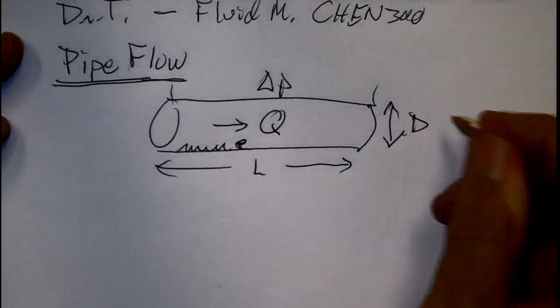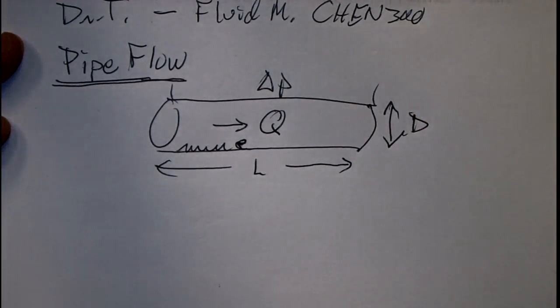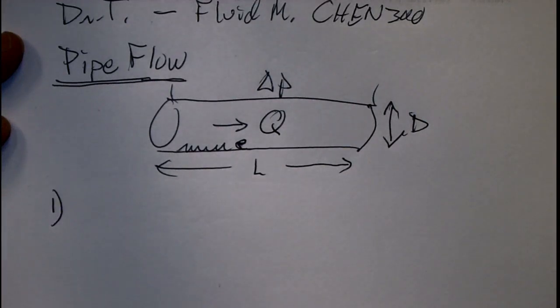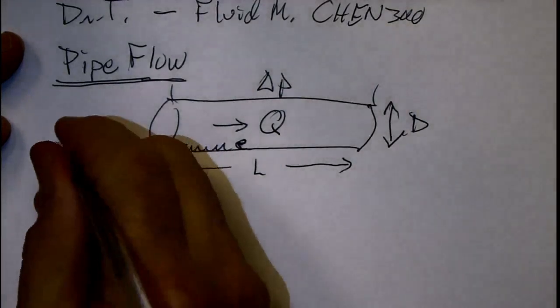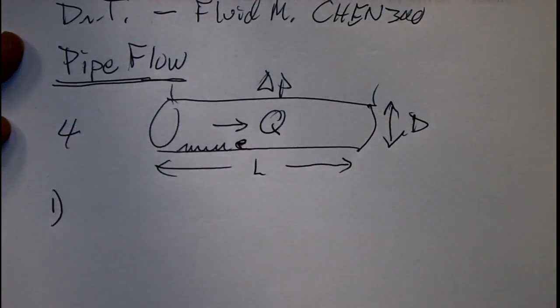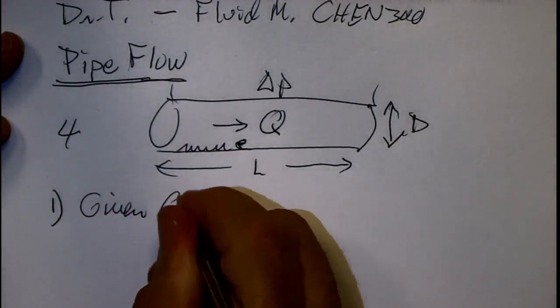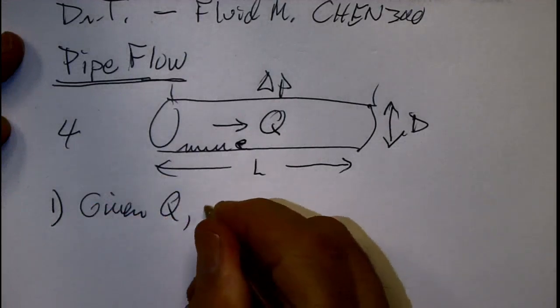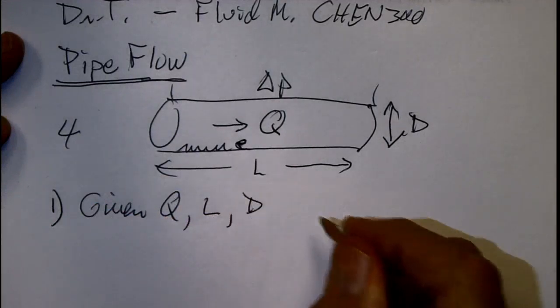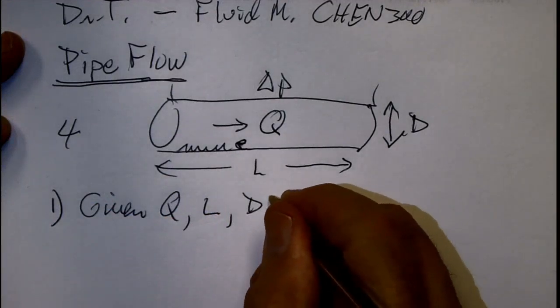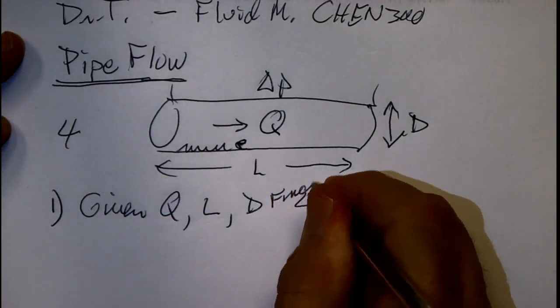We have diameter. The first type of pipe flow problem is a very simple one. There are 4 typical pipe flow problems, by the way. Typically, if you're given Q, the volumetric flow rate, the length of the pipe and the diameter of the pipe, you find pressure drop.